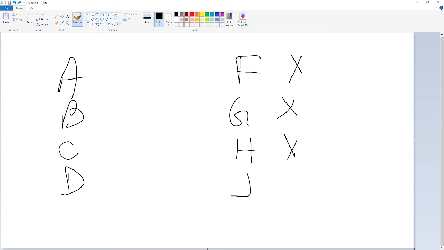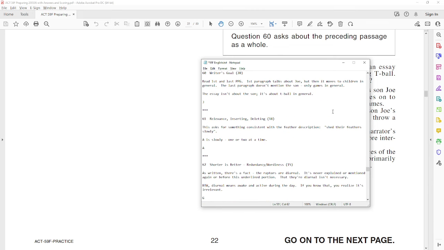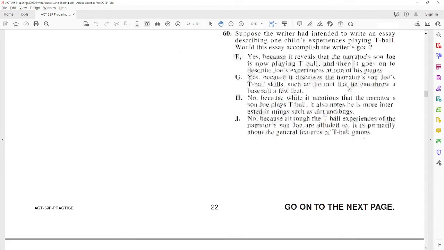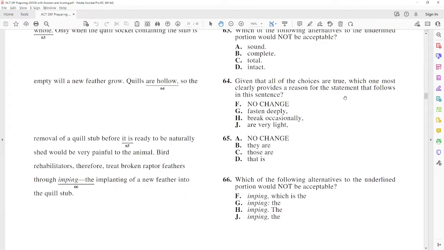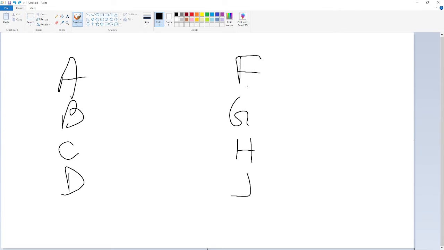So remember, these goal questions often have to do with scope. Is it specific or is it general? And that's writer's goal, chapter 20. And the next ones we have to do are 63 to 74. Okay, let's see if I can remember that I'm doing all of those. In fact, I'm going to write right here.